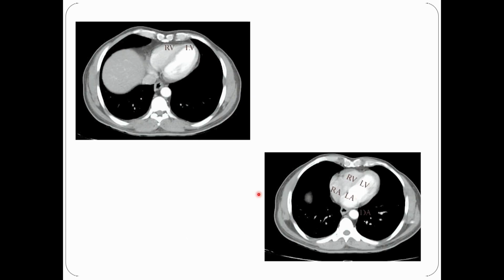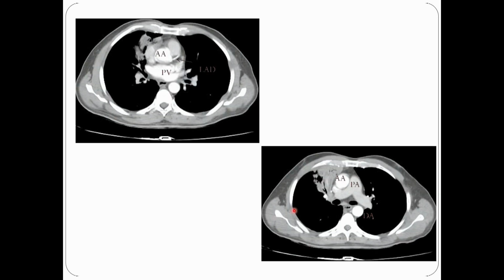So we will go from caudal to cranial. Here we can see both the right and left ventricle and descending thoracic aorta. Further cranially we can see all four chambers of the heart and descending aorta. Further cranially we see the widest portion of the ascending aorta, that is the region of sinus of Valsalva, with origin of left coronary artery very well seen in this section.